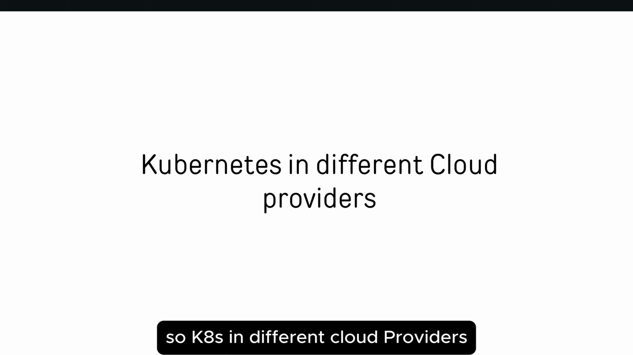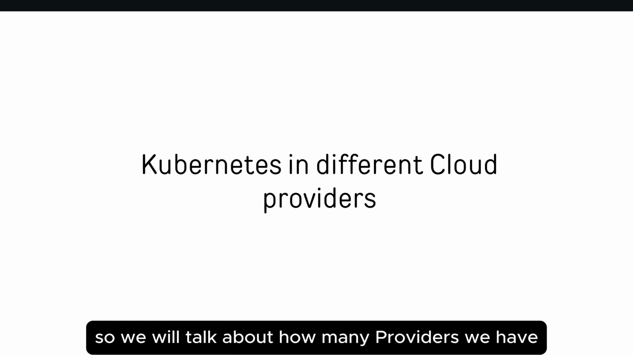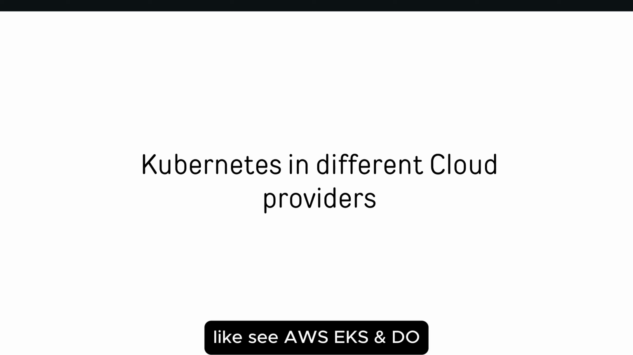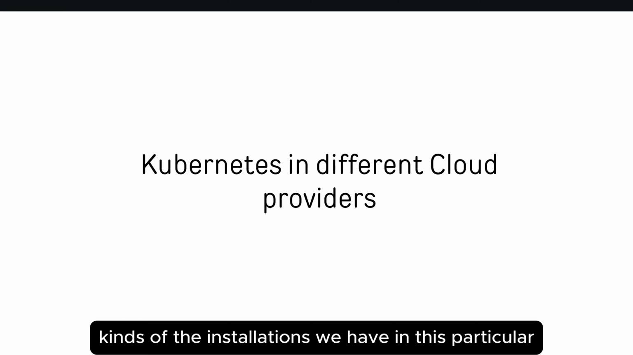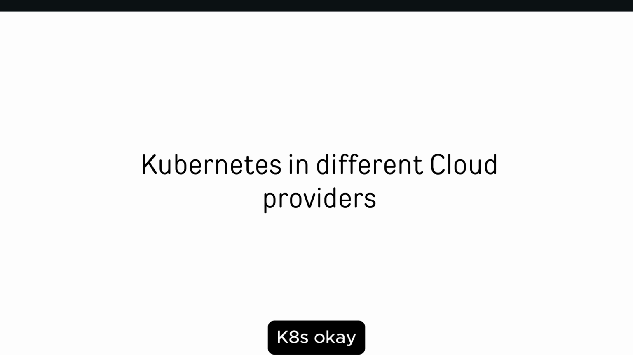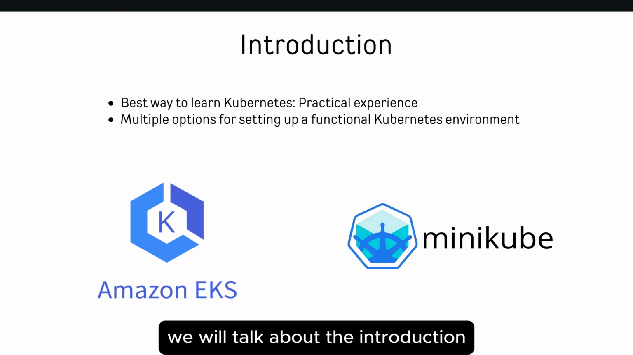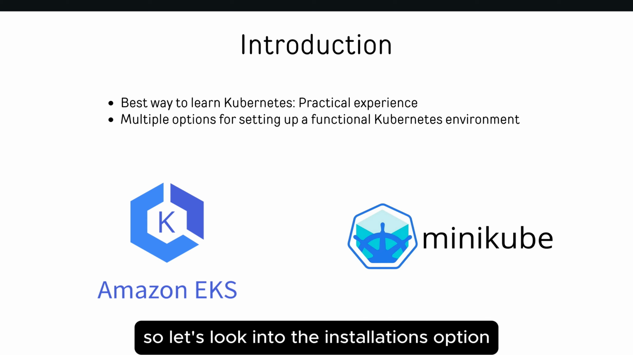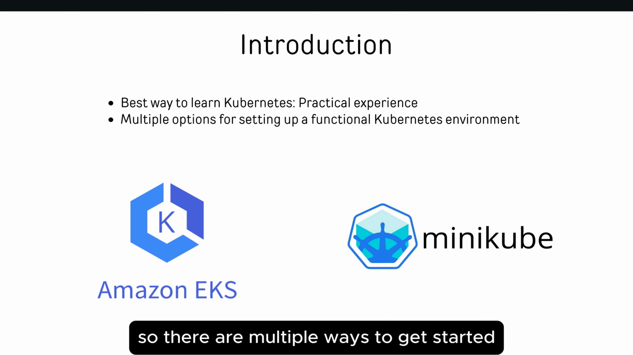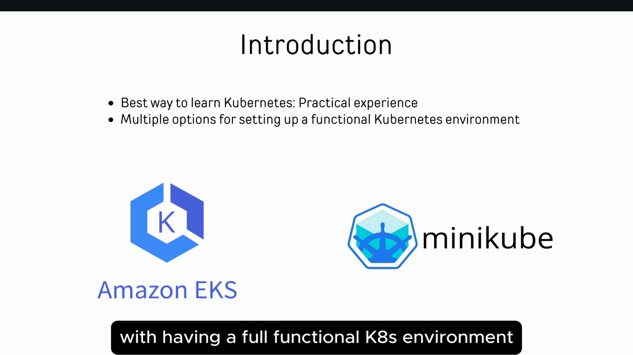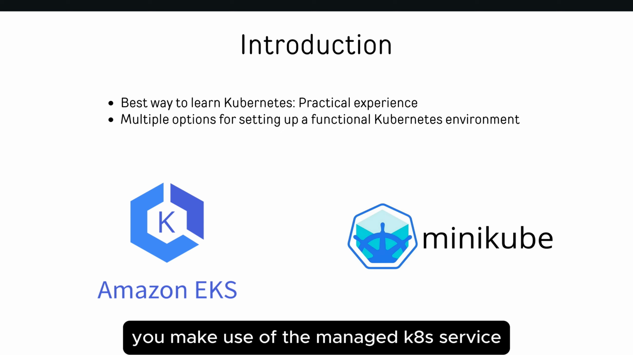So, Kubernetes in different cloud providers. We will talk about how many providers we have, like AWS EKS and DigitalOcean. What are the different kinds of installations we have for Kubernetes? First of all, we will talk about the introduction. Let's look into the installation options. There are multiple ways to get started with a fully functional Kubernetes environment. The first is to make use of a managed Kubernetes service, which is generally offered by the various cloud providers.